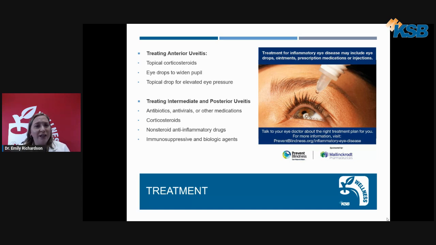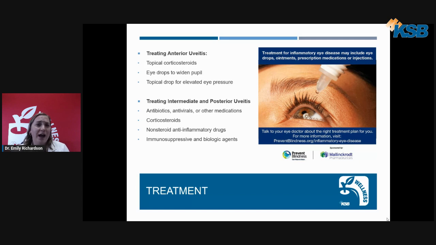We also use dilating drops, not just while we're looking in the eyes, but also as a treatment, because like I mentioned before, if the eye is swollen and the iris, the colored part of the eye, is having to open and close with changes in light, by dilating it, that will stabilize that tissue, allow it to heal better, and prevent the swelling.